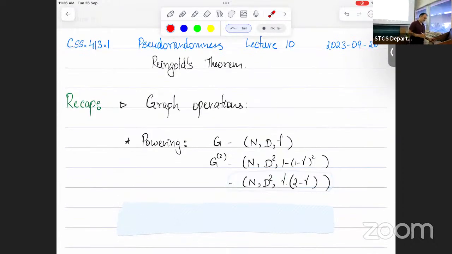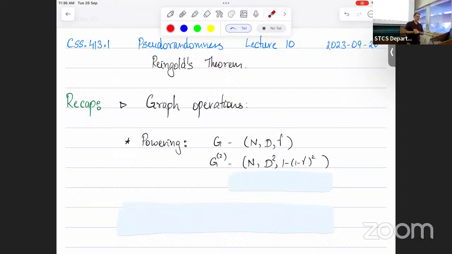The first was the powering operation, where you basically take your graph and you just square the adjacency matrix. Intuitively, you can think of it as taking the ith edge or jth edge out. Now every edge label corresponds to a pair, I1, I2, and it's as if you take the I1th edge and then the I2th edge. So you're taking a two-step walk.